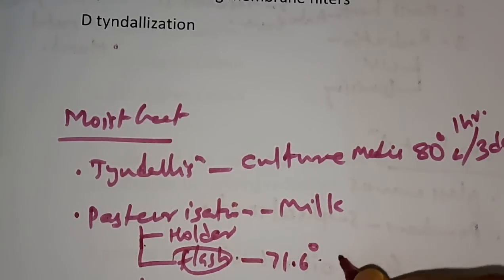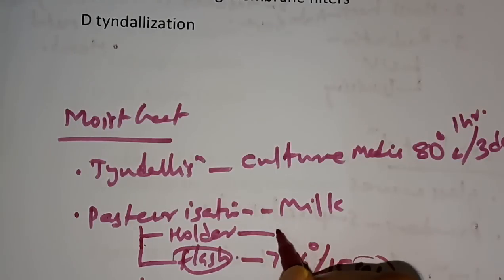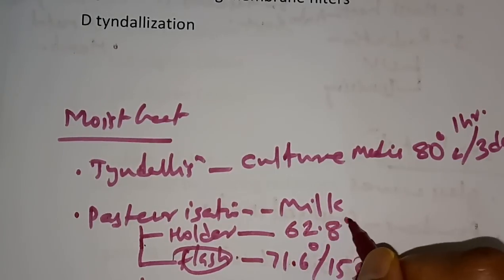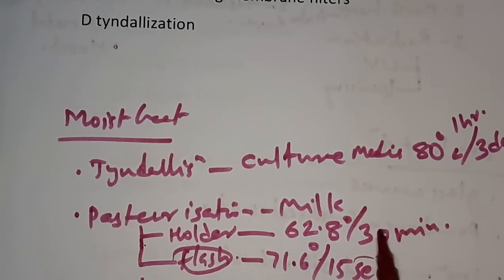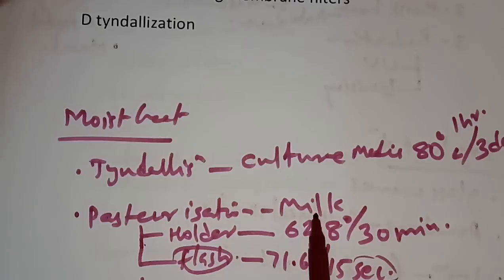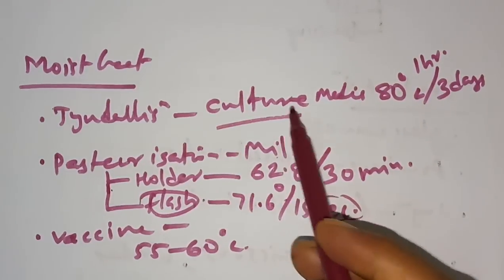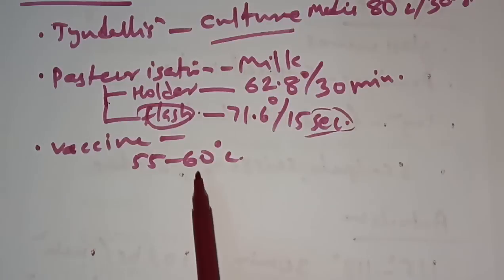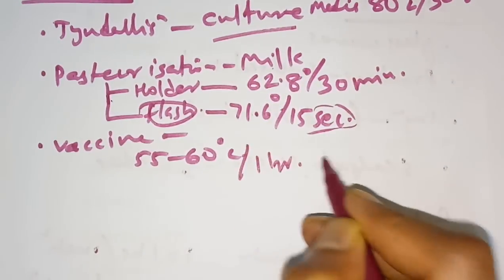71.6 degrees Celsius just for 15 seconds. Like flash, just like flash, 15 seconds only, 71.6 degrees Celsius. In the Holder method, 62.8 degrees Celsius for 30 minutes. This is used for milk sterilization. The sterilization technique is used for culture media sterilization. Vaccine sterilization is done at 55 to 60 degrees Celsius for 1 hour.